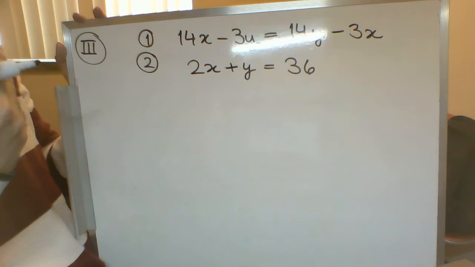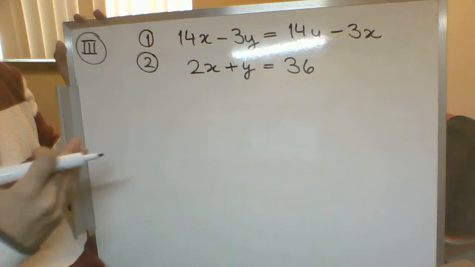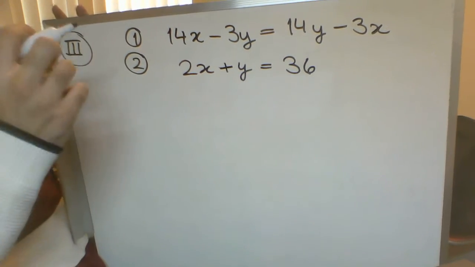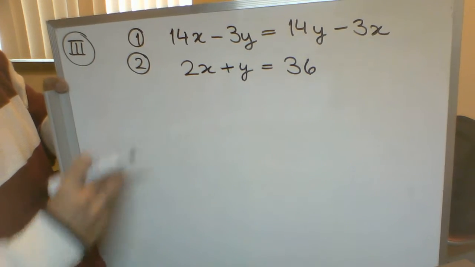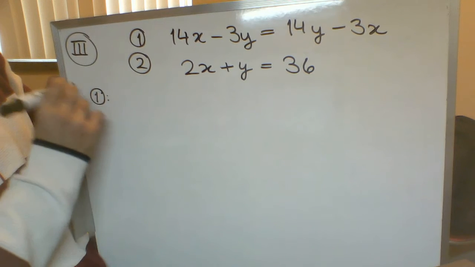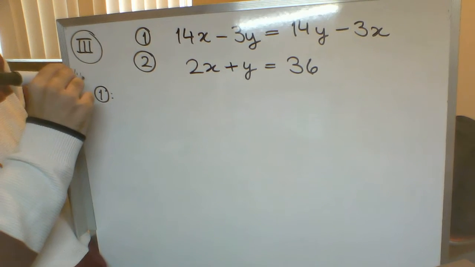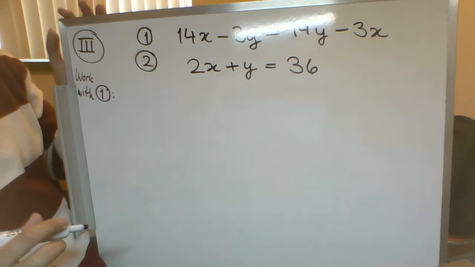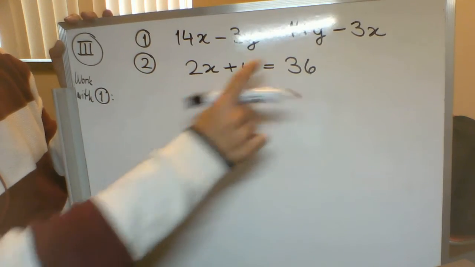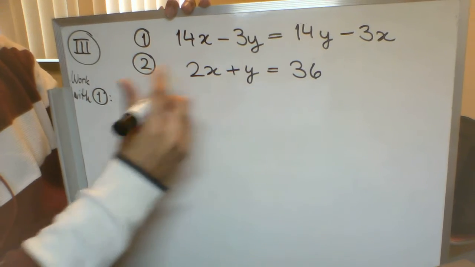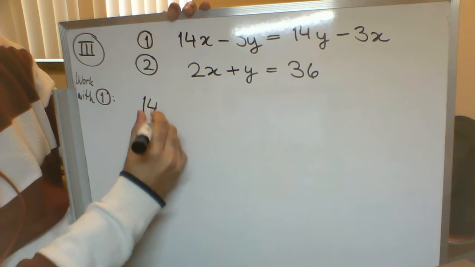The way I would do this is I'm going to get all the x's on one side and all the y's on the other side, and see if we can simplify that down to just one term with x's and one term with y's. We're just working with equation 1. So then I'm going to bring the minus 3x that's over there, pull that over to the left side so that it becomes positive 3x.